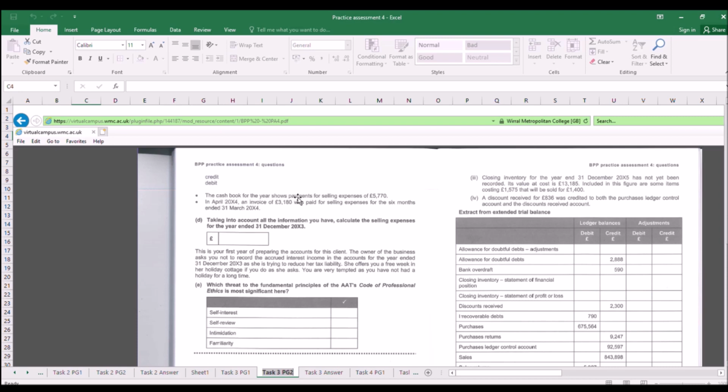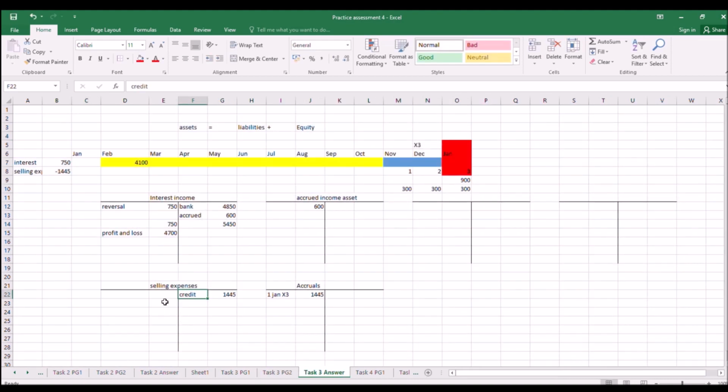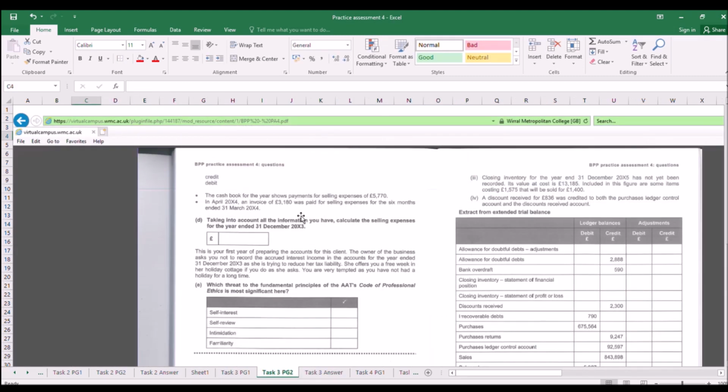Right, the cash book for the year shows payments of selling expenses of 5,400. Sorry, what did it say? 5,770. Okay, there we go. There's our expenses from that cash book. In April 2000X4, an invoice of 3,180 was paid for selling expenses for 6 months, ended the 31st of March X4.